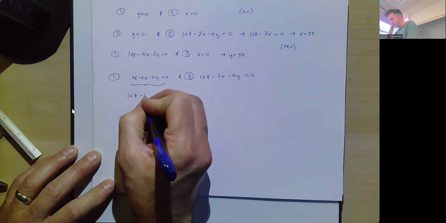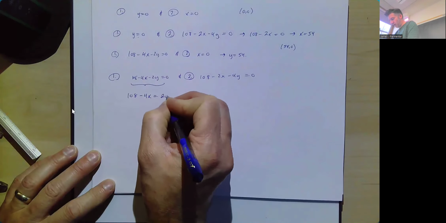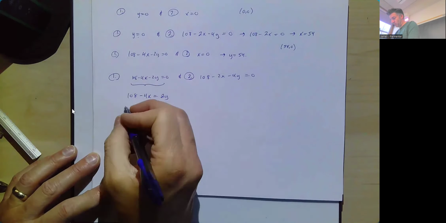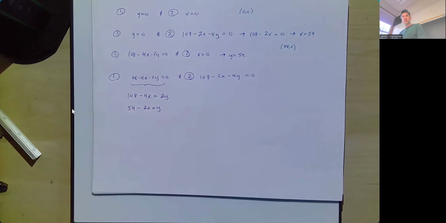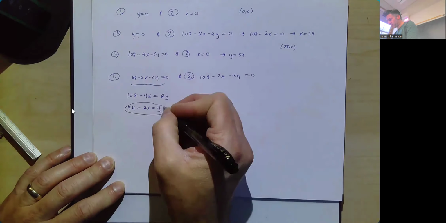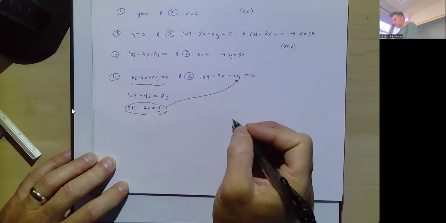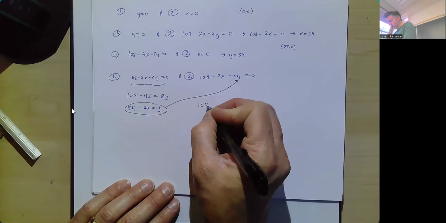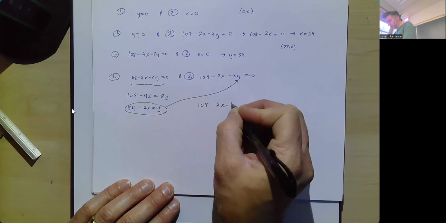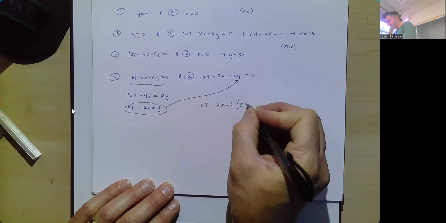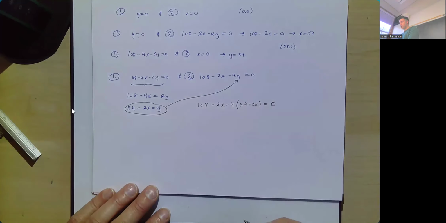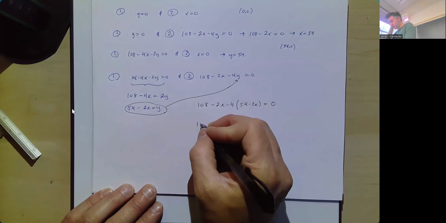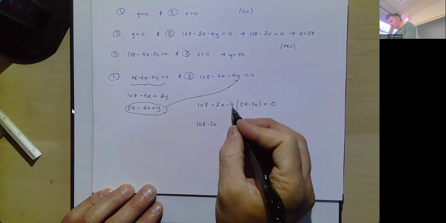108 minus 4x equals positive 2y. Dividing both sides by 2, 54 minus 2x equals y. Substitute that into the other equation. So then I have 108 minus 2x minus 4 times (54 minus 2x) equal to 0. Simplify. 108 minus 2x. Negative 4 times 54.